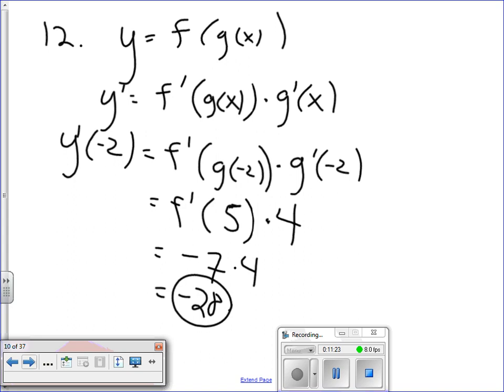Got it? So where did you go wrong? Was it taking the derivative or just... Oh, okay. Oh, so all the kids who got 60, you did f prime of -2. But you had the g prime in, okay. Okay. Other questions?